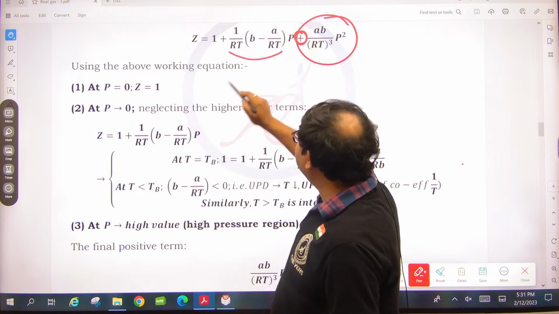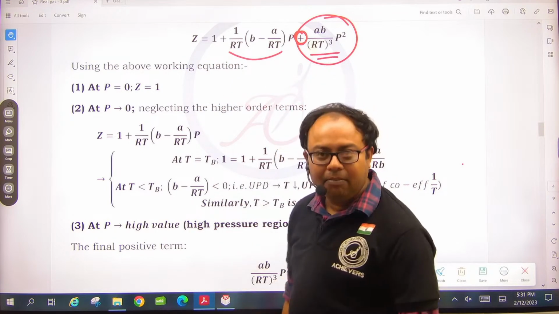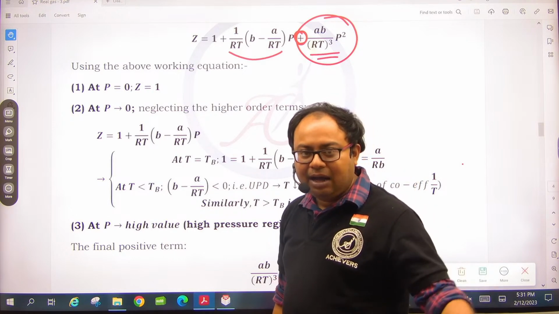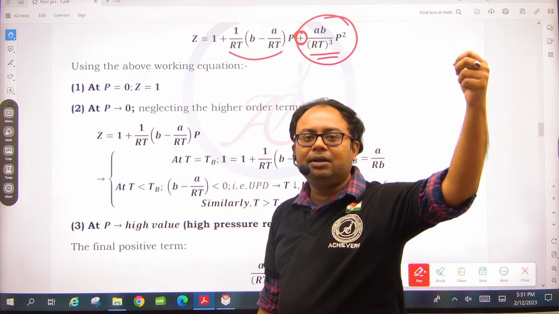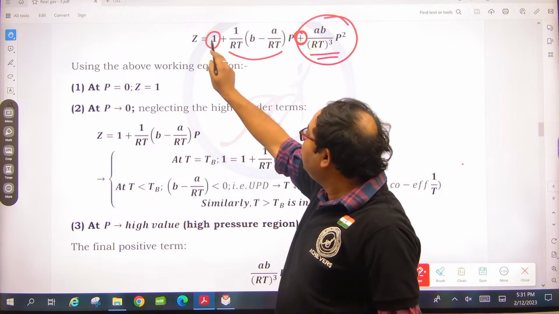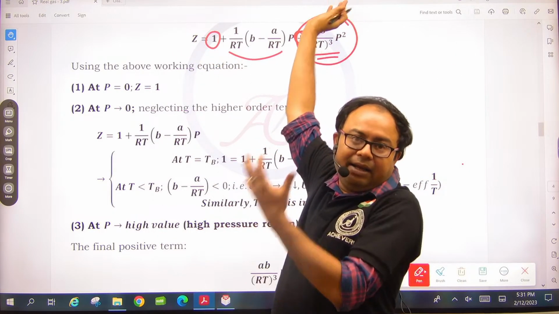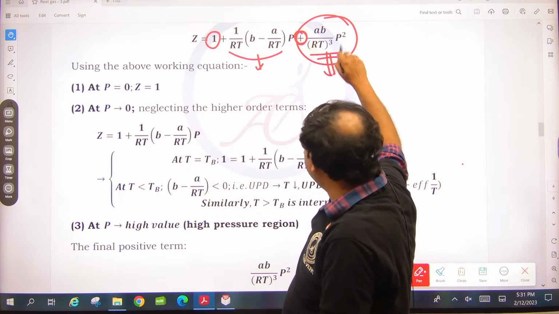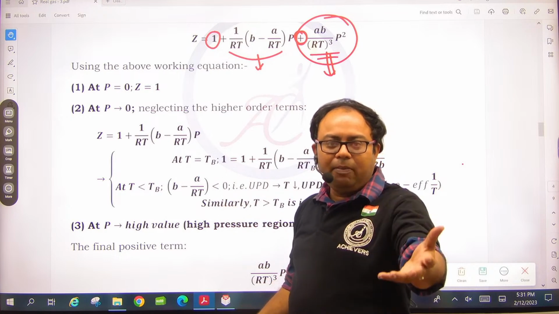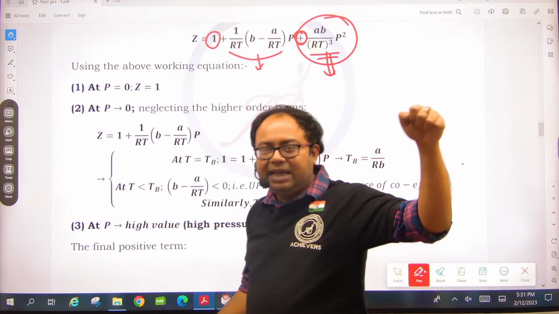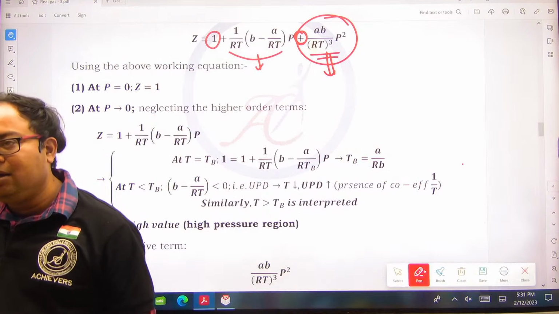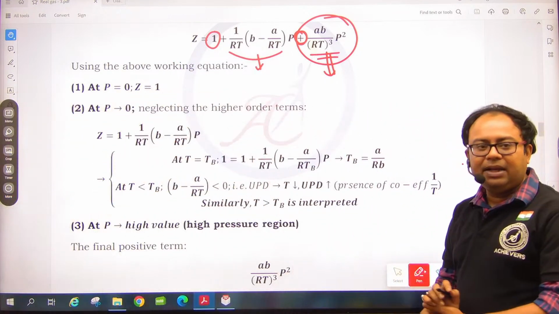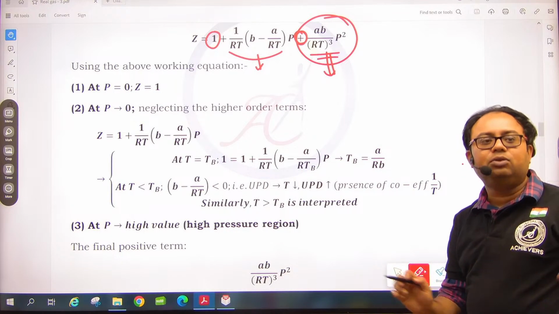This term is negligible in context to this particular term because it contains P square. So Z will become 1 plus a very huge term. This is negligible and this is predominant. So the predominant term being positive, Z becomes much greater than 1. So you are getting OPD. That's why at very high pressure you will get OPD for any isotherm.